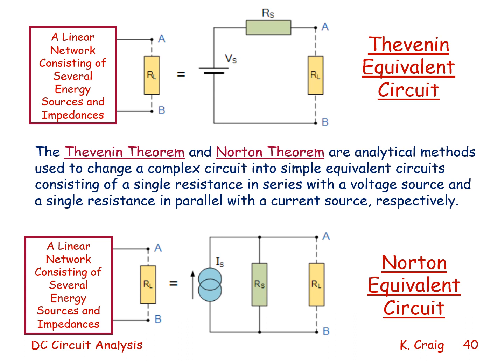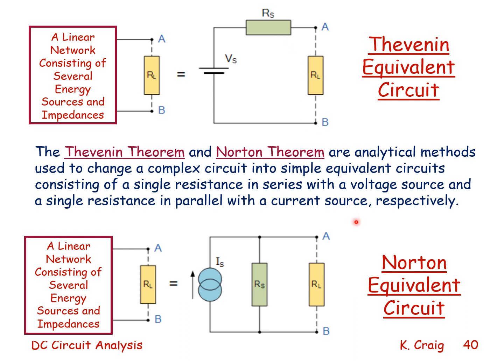The Thevenin theorem and Norton theorem are analytical methods used to change a complex circuit into simple equivalent circuits consisting of a single resistance in series with a voltage source, as we see here for the Thevenin equivalent circuit. RL is the load resistance. We've transformed this linear network into a voltage source and a series resistance.